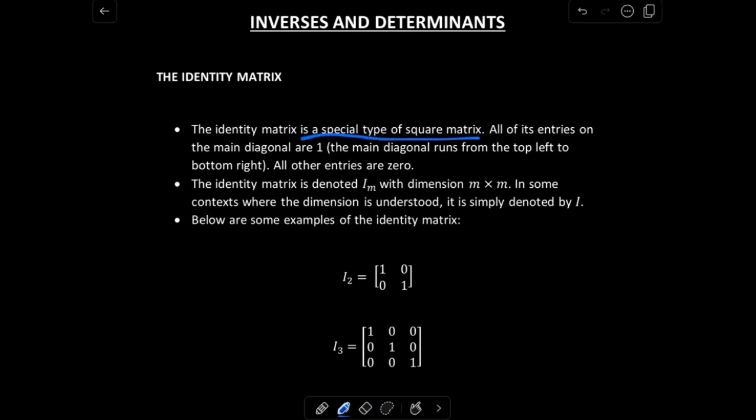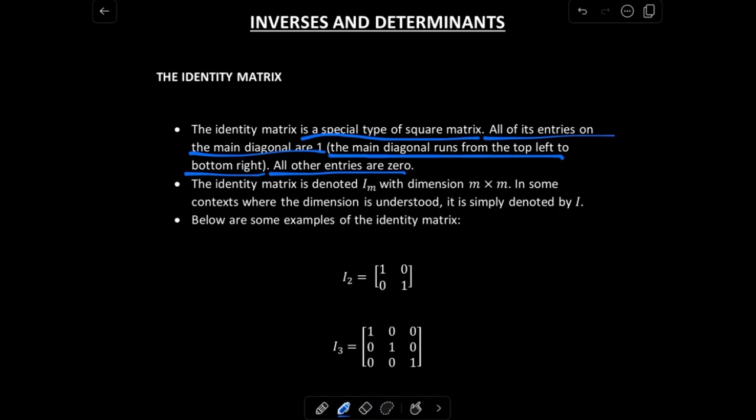It's a square matrix. All of its entries on the main diagonal are 1. And the main diagonal is something new that you'll encounter. So the main diagonal runs from the top left of a matrix to the bottom right of that matrix. All other entries in the identity matrix are 0, and I'll show you what a main diagonal looks like.